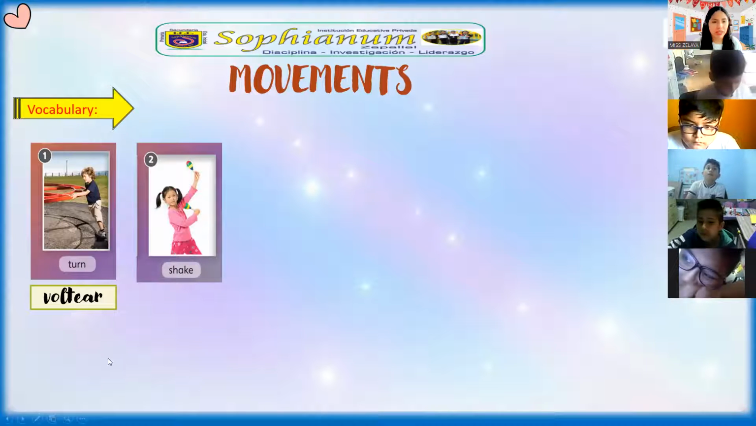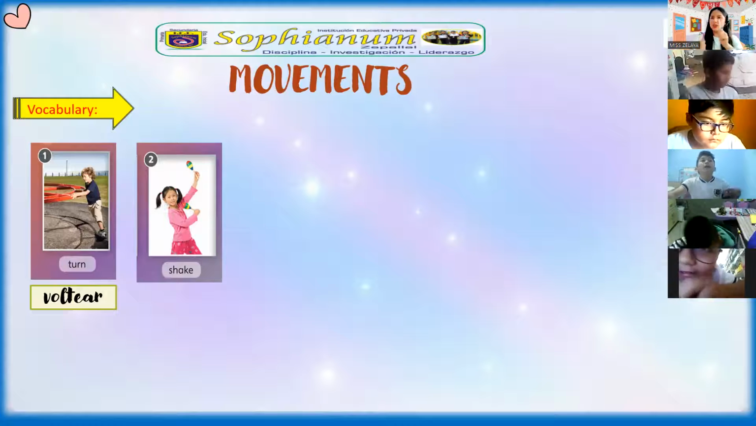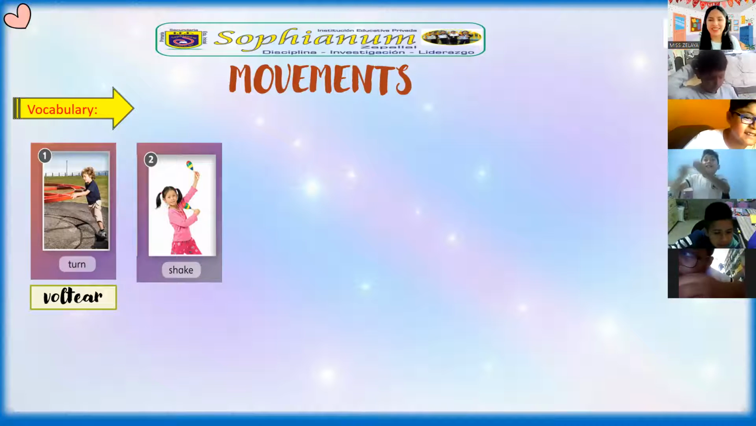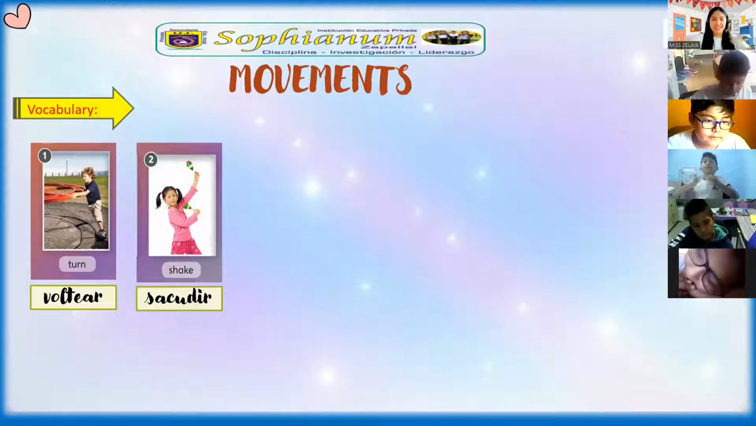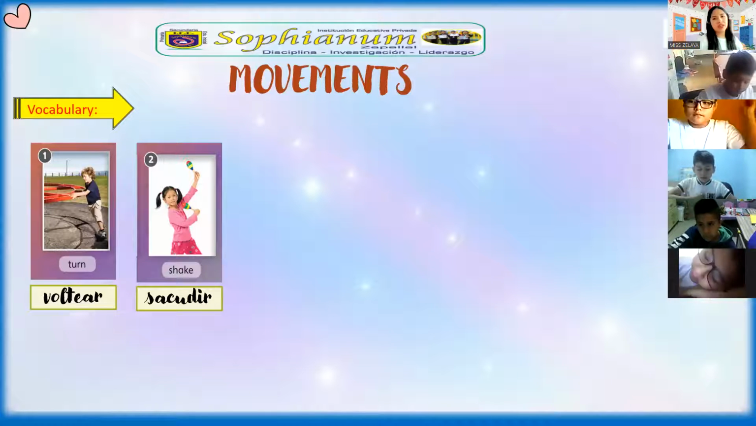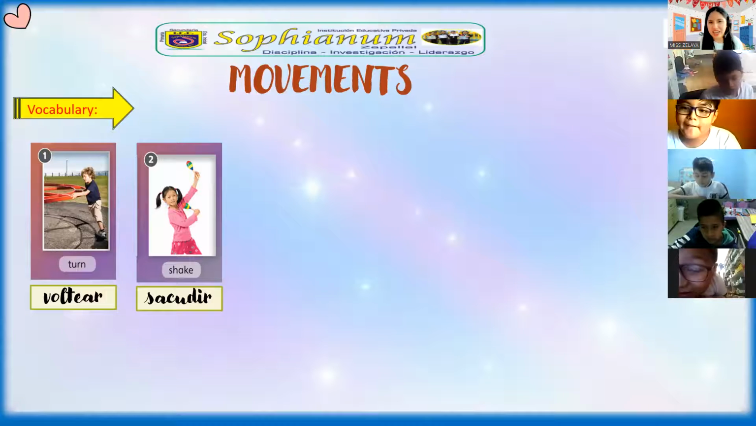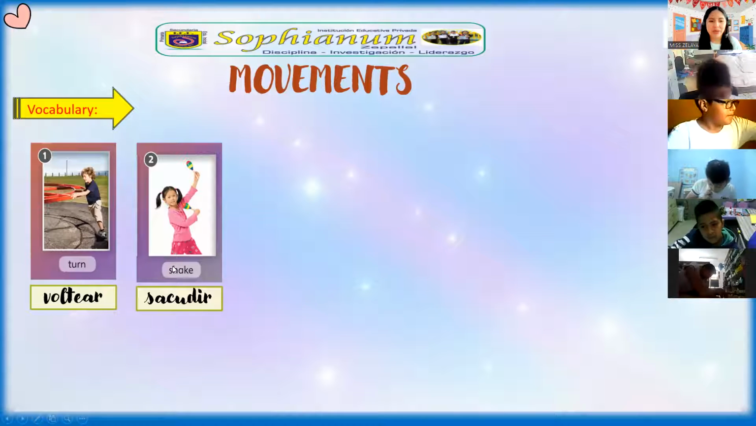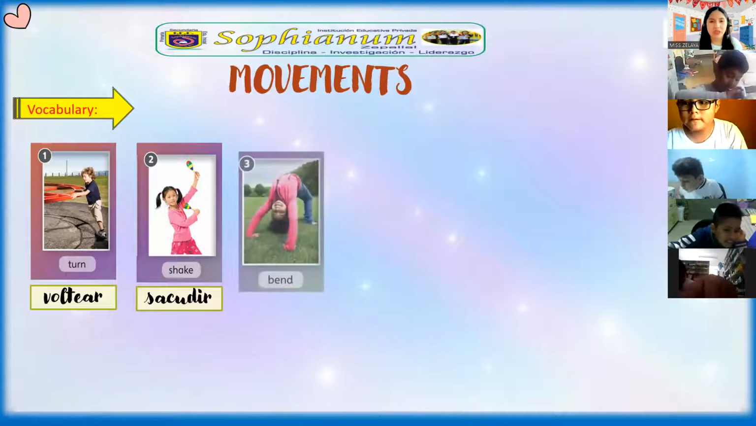Another movement is shake, okay? What do you think is shake? It's a movement. Shake es sacudir. For example, shake your hands. Sacude tus manos. Or shake your arms. Sacude tus brazos. Hay una canción que dice shake it off. Shake es sacudir, okay? Very good. Everybody repeat after me, shake.